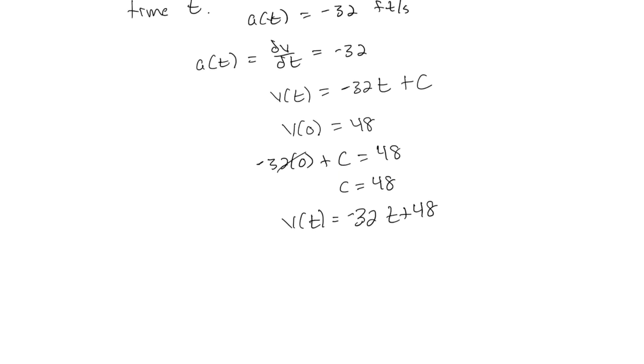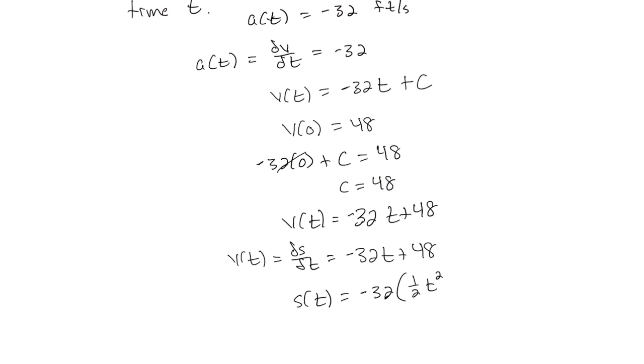So again, remember that velocity is the derivative of position. So we know that that velocity is negative 32t plus 48. So we need the antiderivative to find position. So for negative 32t, I'm going to pull the constant out. The antiderivative of t to the first power is going to be add 1 to the power, divide by the new power, and then 48t, and our next constant.